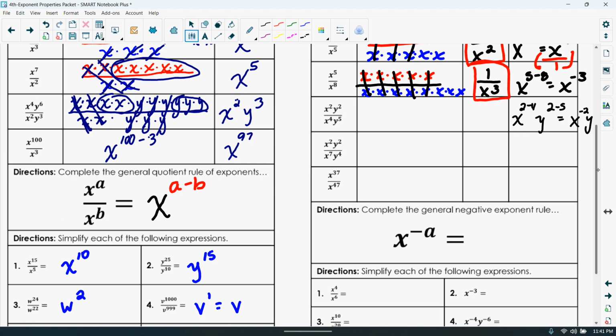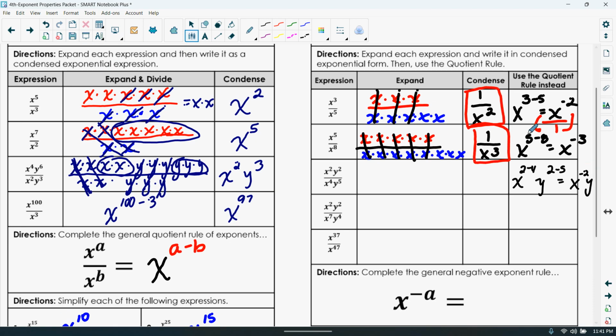Oops, just ran out of room. I need to fix that. Hold on. X to the negative 2, y to the negative 3. And then we're going to change this to a positive. So this would be 1 over x squared y to the 3rd. Okay.